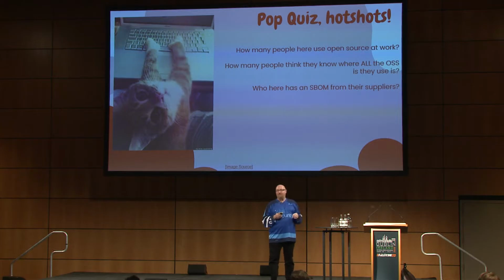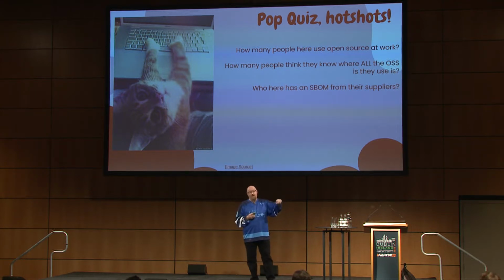Who here gets an S-bomb from their suppliers? Wicked. 0 people. Alan Friedman is out in the hallway crying right now. So obviously, if you don't have an S-bomb, you can't use it to try together vulnerability information. So I'm not able to solve that problem at this point without having the S-bomb. So let's talk about open source.